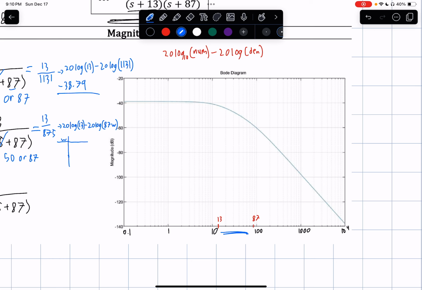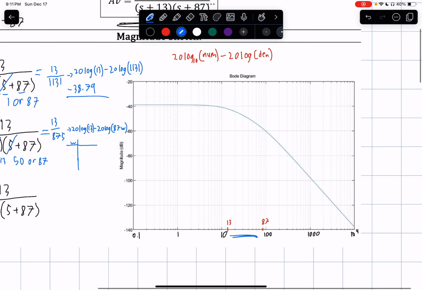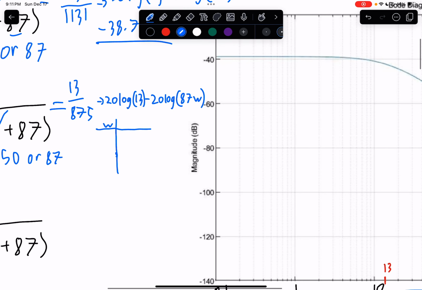And so what we're going to do is pick two numbers, or three, or however many, to approximate a line along there. With this graph, it's easiest to use decades, so I'm going to use 10 and 100. So we'll plug those in real quick. We'll do 10, and that's going to give us negative 36.51, and then we'll do 100, and that's going to give us negative 56.51.